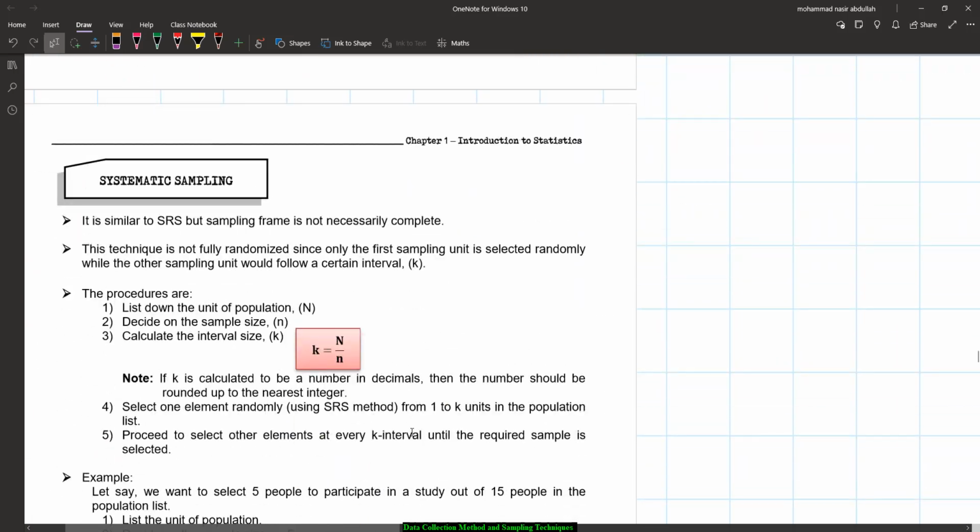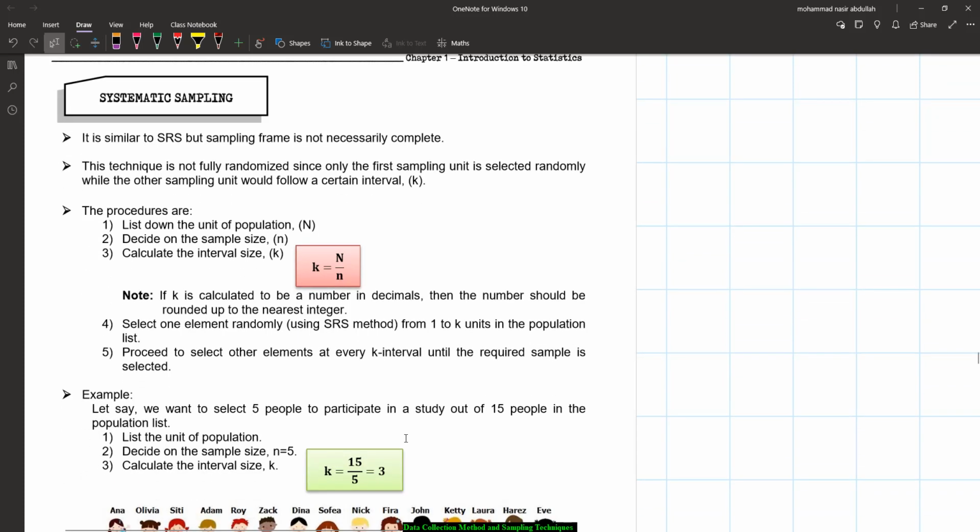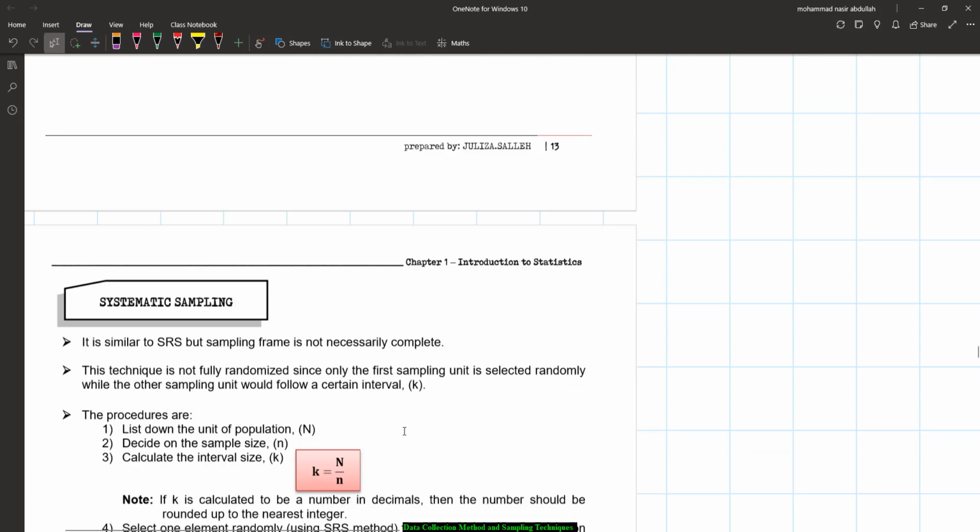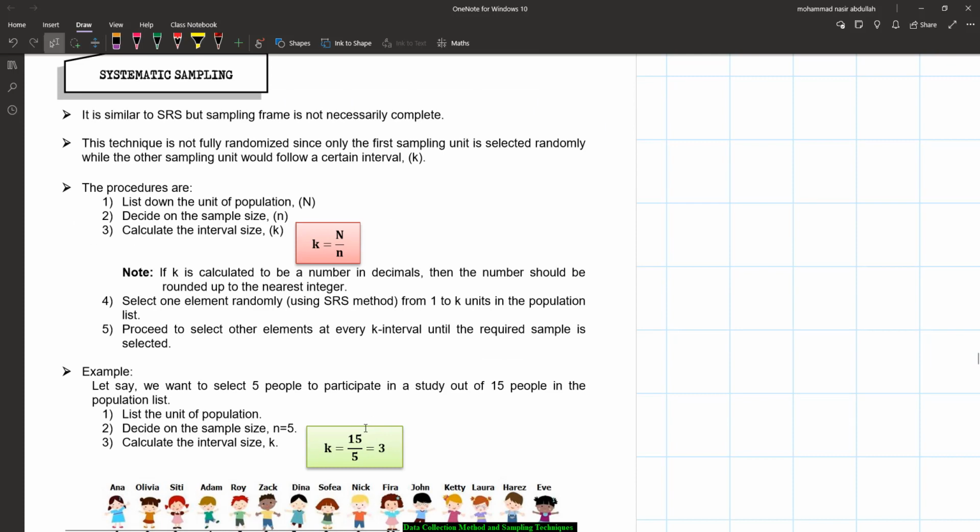Now let's look into systematic sampling techniques. It's similar to simple random sampling, but the complete sampling frame is not necessary. We don't need to have the whole sampling frame, but it's advisable to have a sampling frame lah. So this technique is not fully randomized, it's a partial randomization, right? Since only the first sampling unit is selected randomly. The subsequent sampling units are based on the K interval, right? So it's based on the K interval.